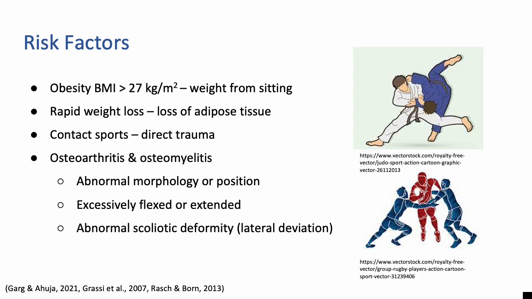So the risk factors are obesity, having a BMI greater than 27, and that is from the weight from sitting. And then on the opposite end, we have rapid weight loss, which can cause a loss of adipose tissue and therefore less cushioning. Contact sports are going to put the person more at risk for direct trauma. And then osteoarthritis and osteomyelitis, the worry there is of abnormal morphology or positioning, excessively flexed or extended coccyx, or abnormal scoliotic deformity in the coccyx.